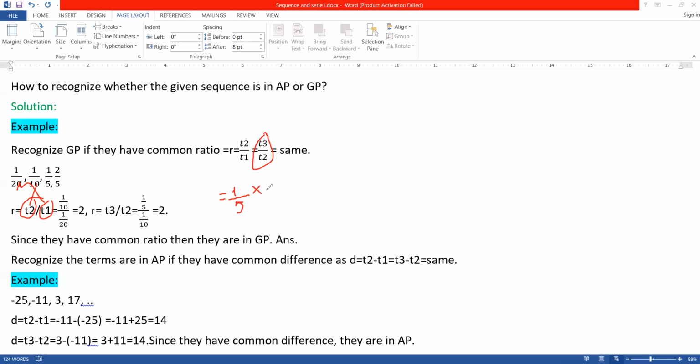When we convert the division into multiplication, we have to take the reciprocal of the down part. The reciprocal of 1 by 10 is 10 by 1. If we cancel 5 into 5 and 5 into 10, then you will get 2 into 1, which equals 2. So I'm writing this 2 here. The same process was done for this one also. Since they have a common ratio, they are in GP.